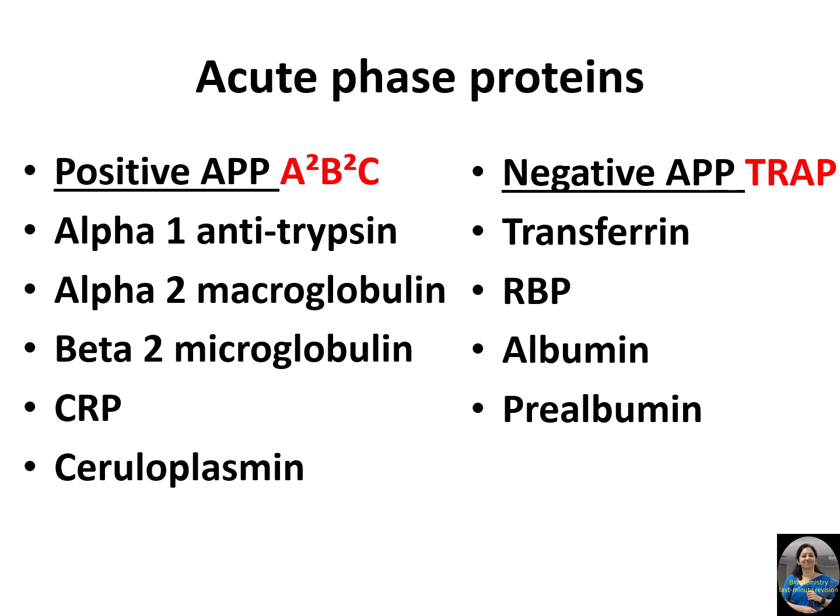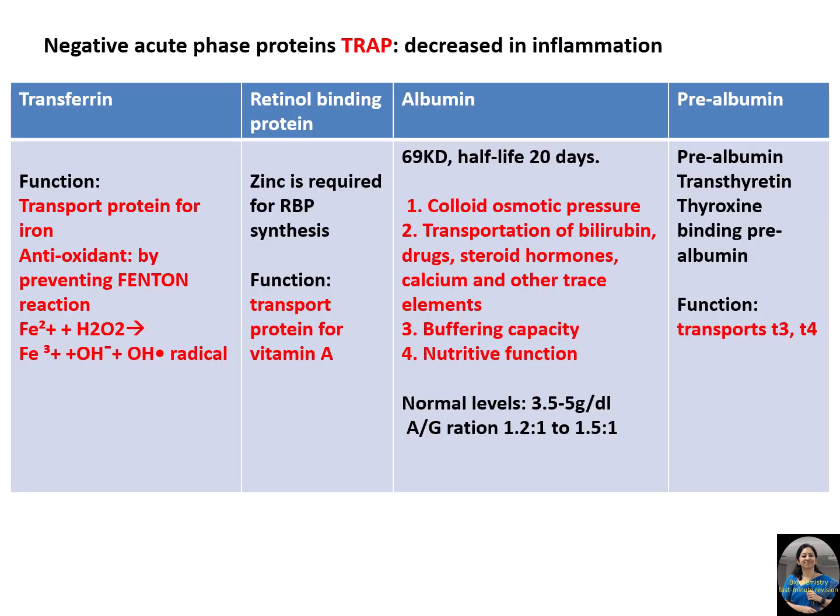And a mnemonic to remember negative acute phase proteins is coming. All these negative acute phase proteins are decreased in inflammation. Coming to transferrin, transferrin's main function is to transport iron. It also acts as an antioxidant by preventing the Fenton reaction.